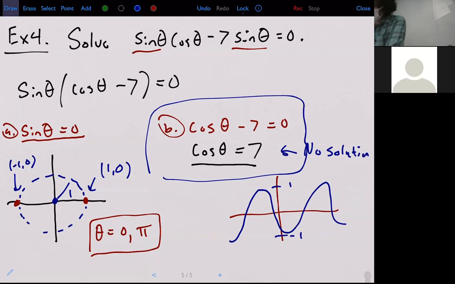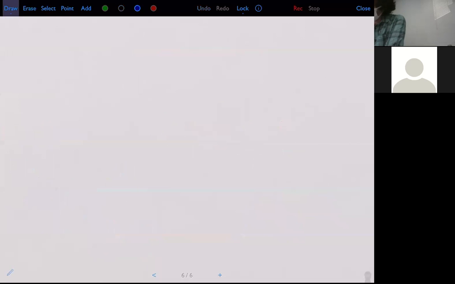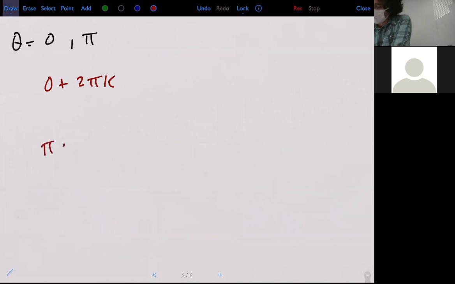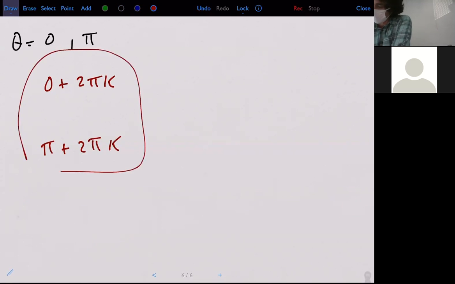So the only solutions to example number 4, again, are going to be theta is equal to 0 or it's equal to pi. Again, to find the general solutions, we just add a 2 pi k to 0 and we add a 2 pi k to pi. And this is our general solution.